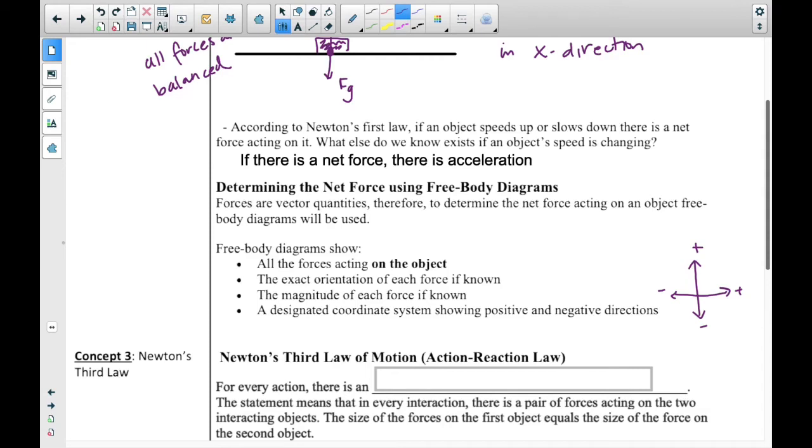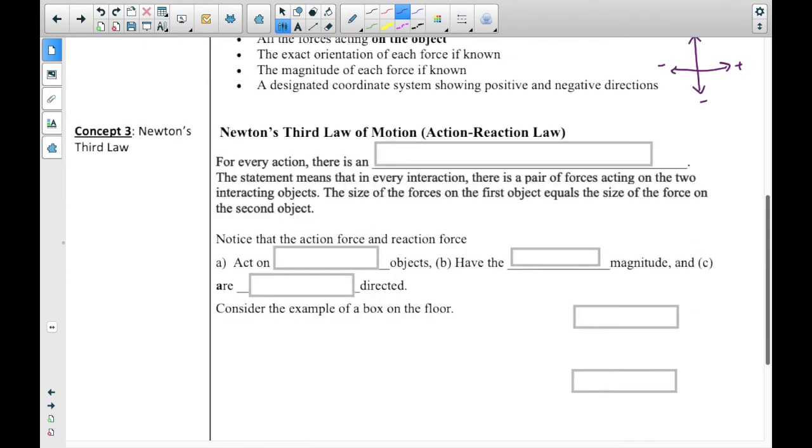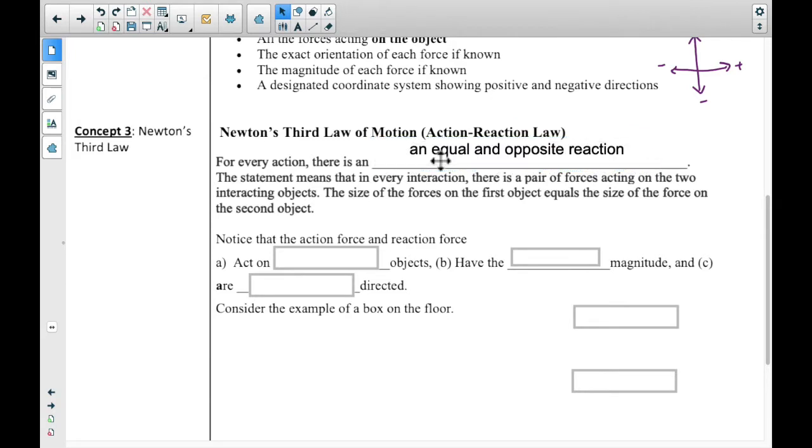Now let's go on and talk about Newton's third law. For Newton's third law, it's called the action and reaction law. For every action, there is, and you've heard of this before, an equal and opposite reaction. What that means is that in every interaction, there's a pair of forces acting on the two interacting objects. The size of the forces on the first object equal the size of the forces on the second object.